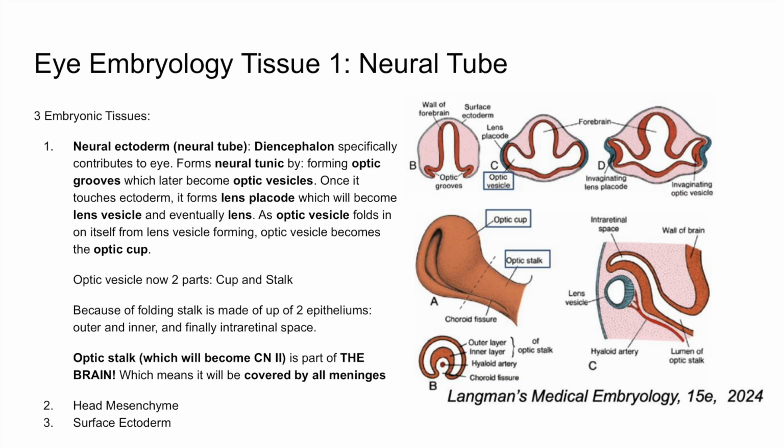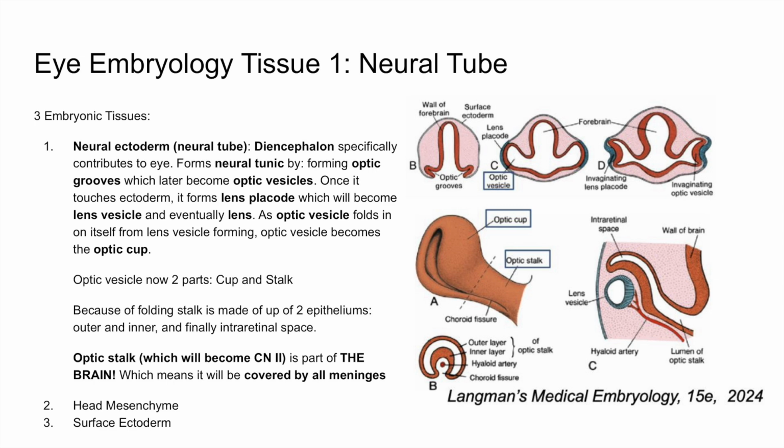All right, so now we're going to start covering eye embryology. And there are 3 embryologic tissues that give rise to the eye. You have neural ectoderm, or the neural tube. You have head mesenchyme, and then you have surface ectoderm. And we're just going to focus on neural tube for this slide. So the eye primarily develops from the neural ectoderm, specifically from the diencephalon, which is that part of the forebrain.